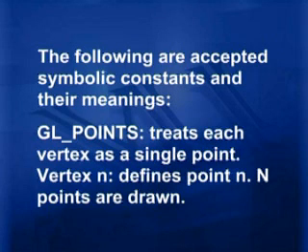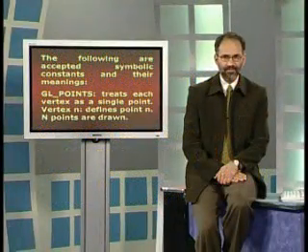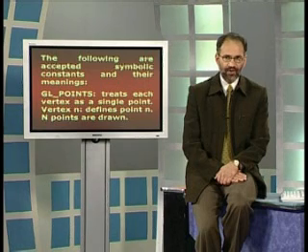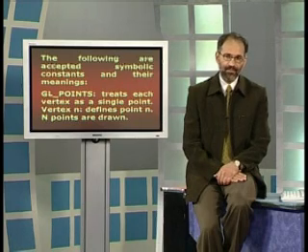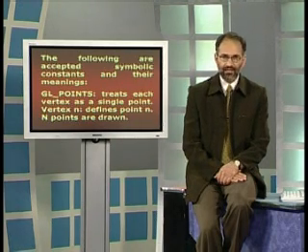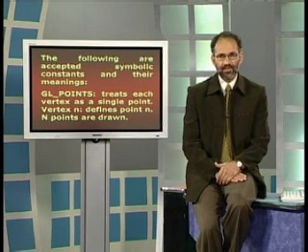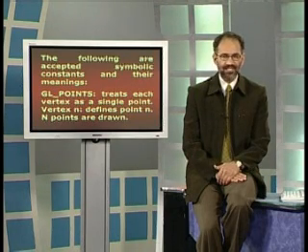The following are the accepted symbolic constants and their meanings. GL points. GL points क्या हैं? They are naturally about the points that need to be stored, that need to be created. Treats each vertex as a single point. Vertex n defines point n. N points are drawn. If we've got n points specified using GL points, then we are going to have N points, where capital N is the total and small n is for any point n. So GL points treats each vertex as a single point.